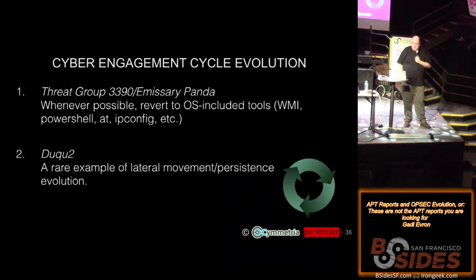And Dooku 2 is a rare example where you can actually see an evolution at the lateral movement level. That nearly never happens. They were basically infecting only in RAM with very few machines actually doing the work. It was pretty cool to look at.